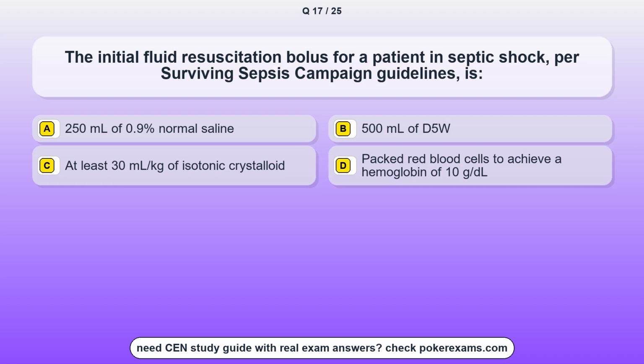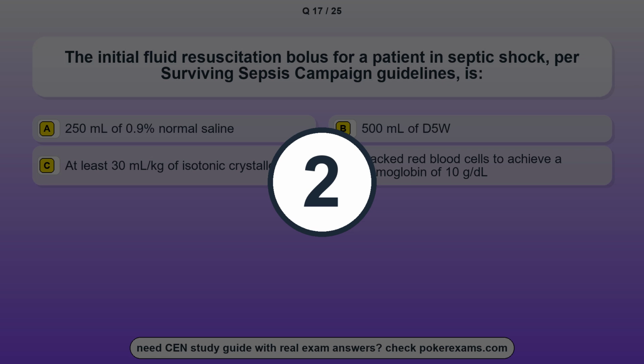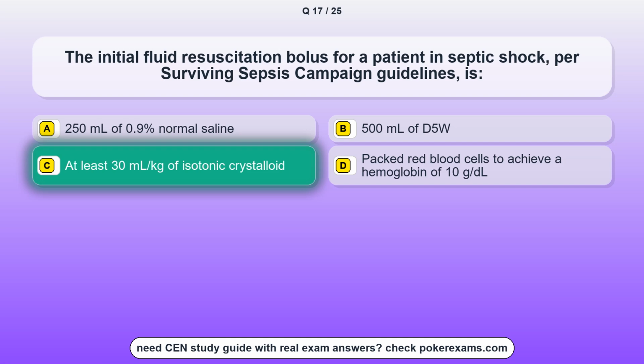Question 17. The initial fluid resuscitation bolus for a patient in septic shock, per Surviving Sepsis Campaign guidelines, is Option A 250 ml of 0.9% normal saline, Option B 500 ml of D5W, Option C at least 30 ml/kg of isotonic crystalloid, Option D packed red blood cells to achieve a hemoglobin of 10 g/dl. The correct answer is Option C, at least 30 ml/kg of isotonic crystalloid.